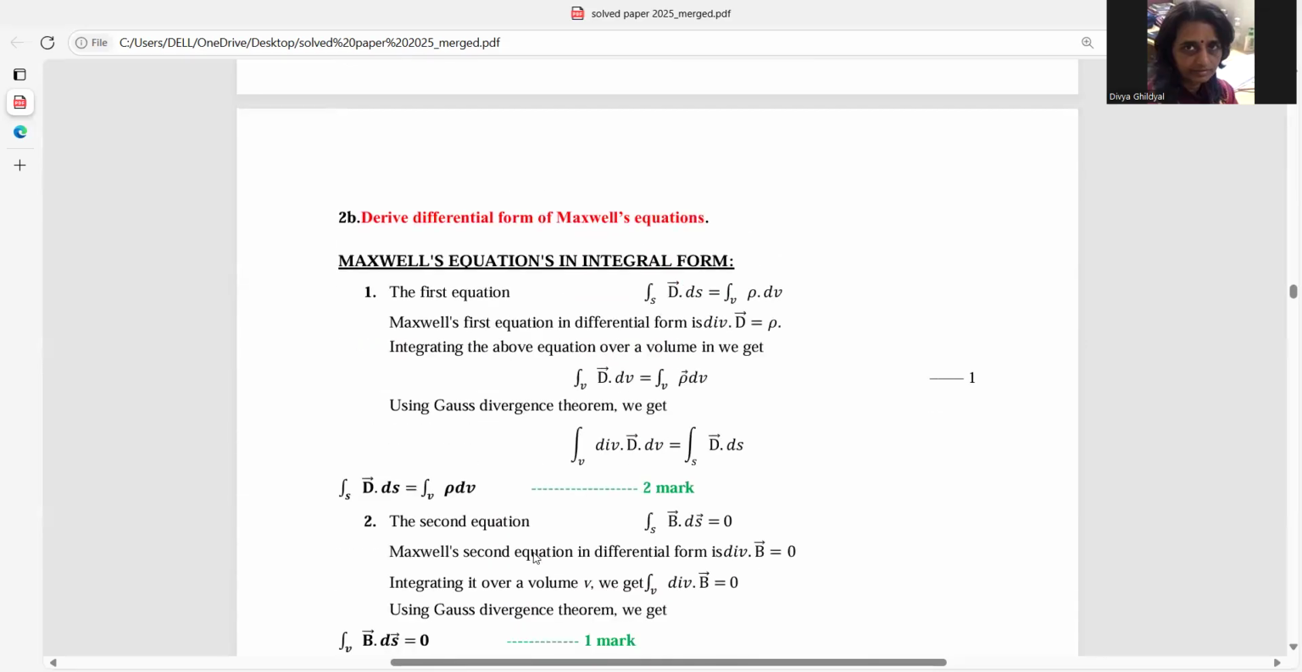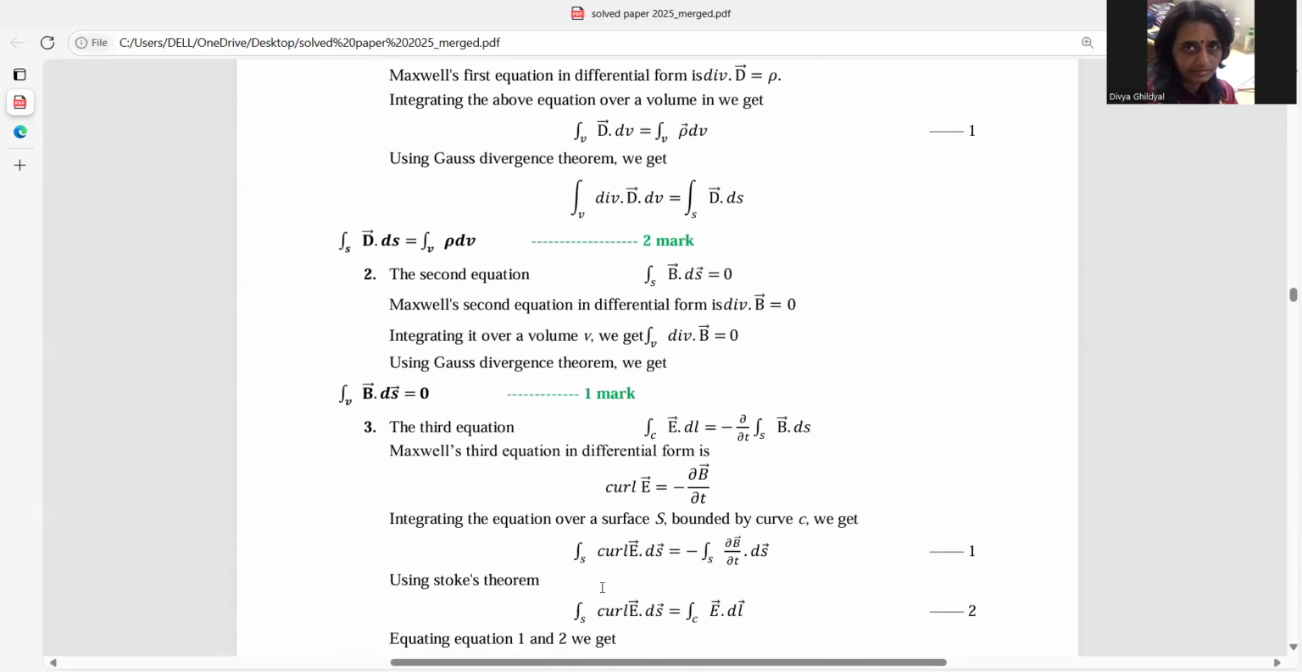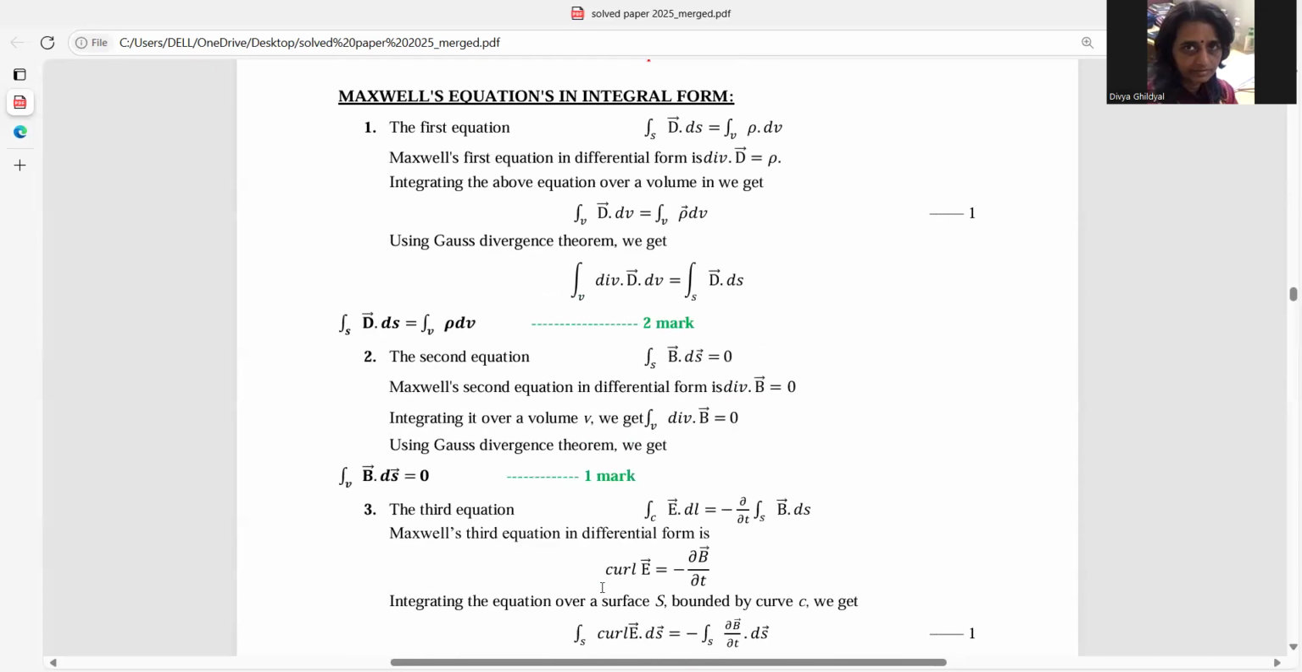Differential form of Maxwell's equations. This is a very straightforward question. You can easily fetch your marks. There are 4 Maxwell's equations. The second one is a very easy one where there is no derivation. You just have to show that magnetic lines of force are closed curves. That will fetch you just 1 mark. The other 3 Maxwell's equations can be of 2 marks each.